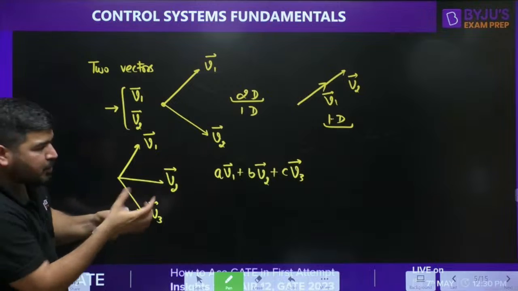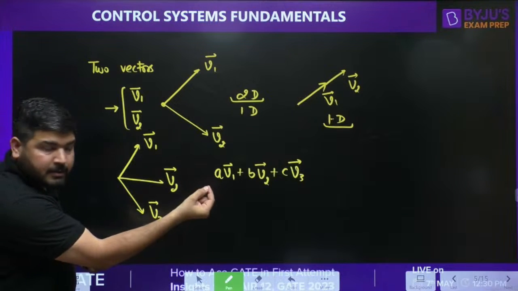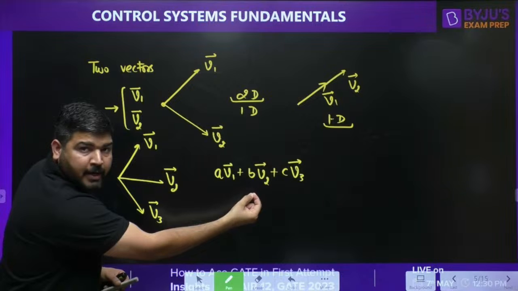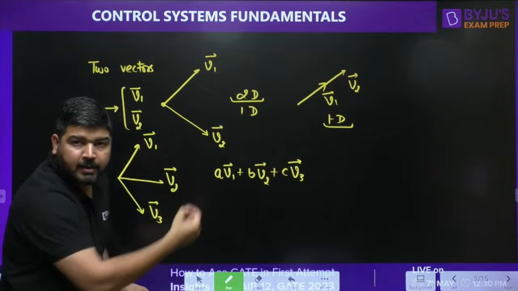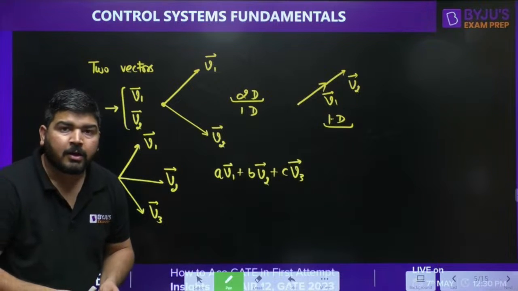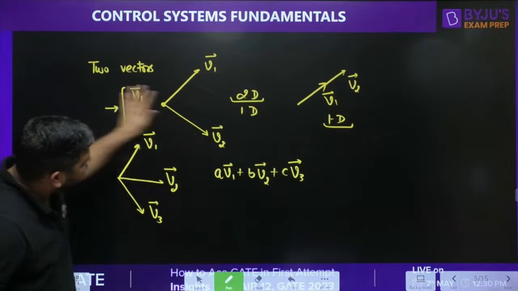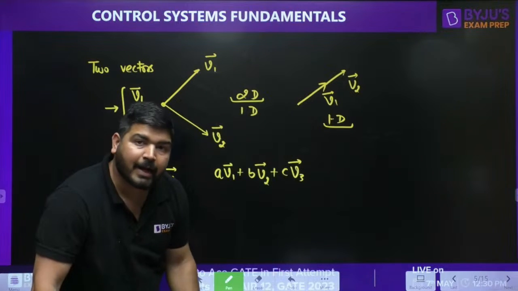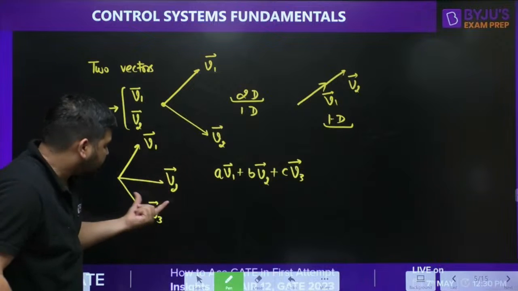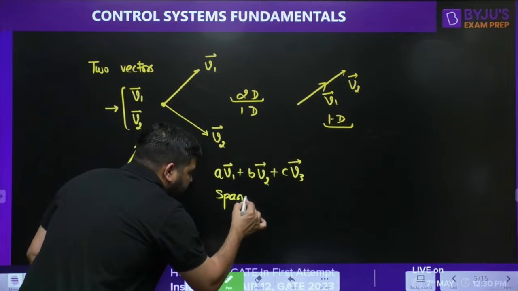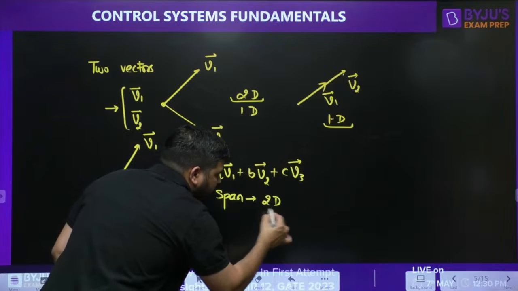Okay, let's say I take a point here in space. It's not in this plane, it's outside the plane. So can you reach this point using the linear combination of these 3 vectors? Answer is no. You can only reach a point which is on this plane. It means the span of these vectors is 2D.